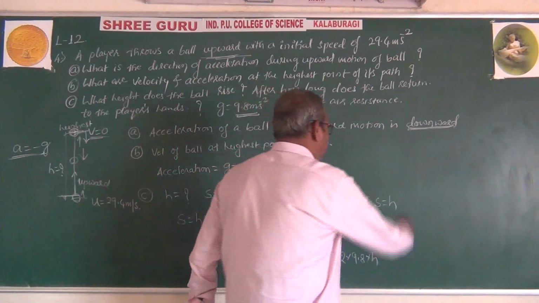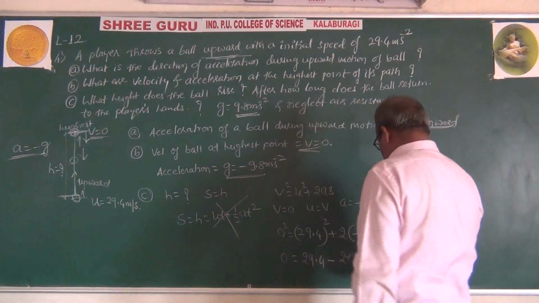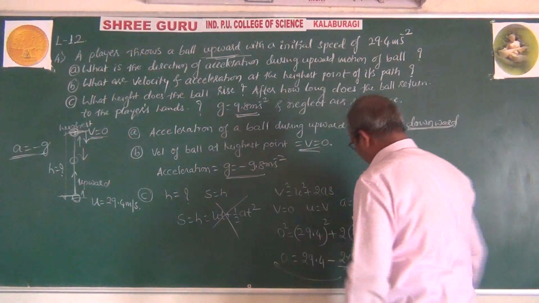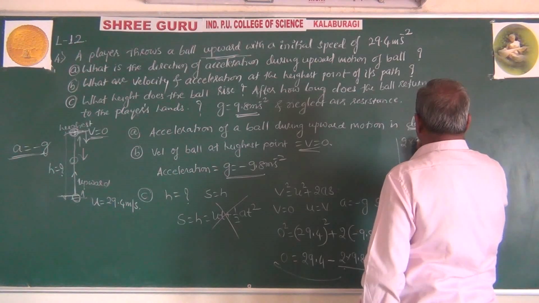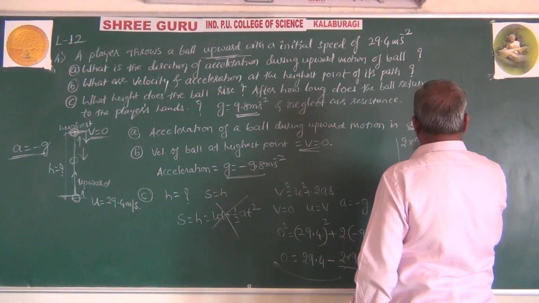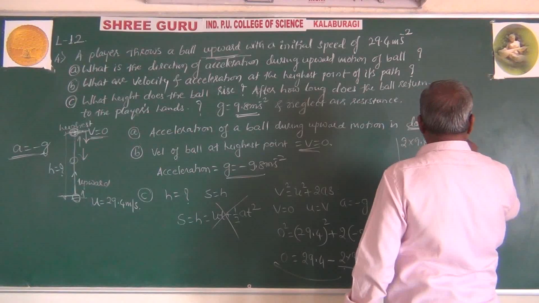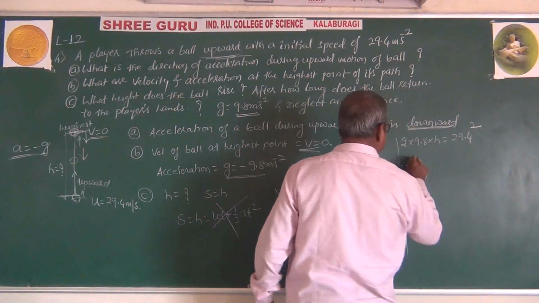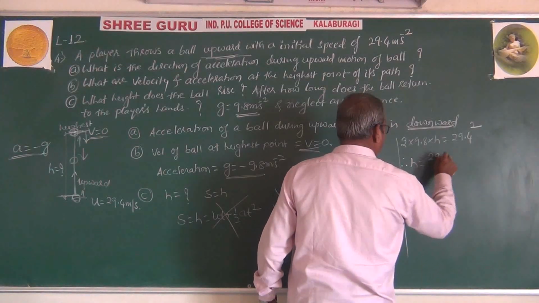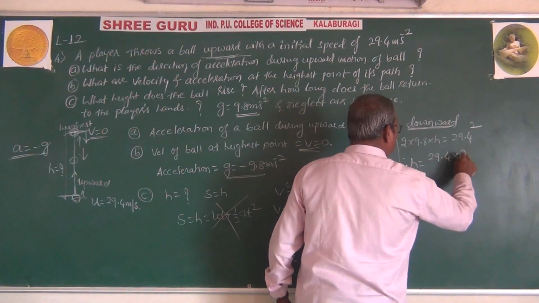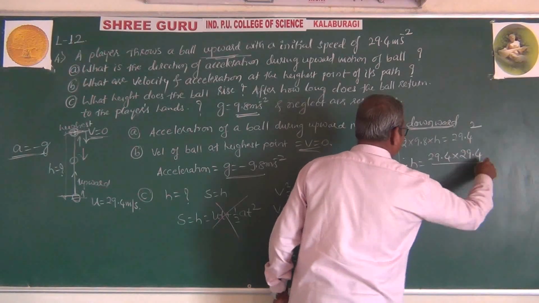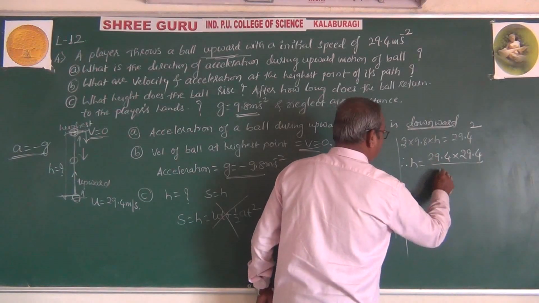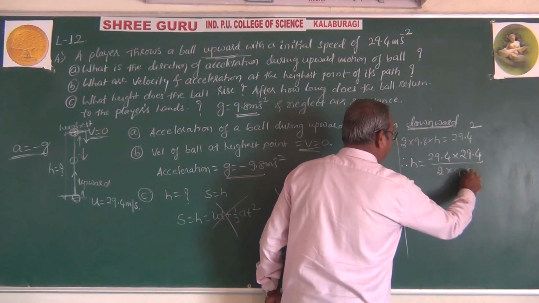By the rearrangement, minus 2 into 9.8 h, you have to take this complete part towards the RHS. Minus becomes plus. 2 into 9.8 into h equal to 29.4 square. Therefore, h equal to 29.4 square divided by 2 into 9.8.